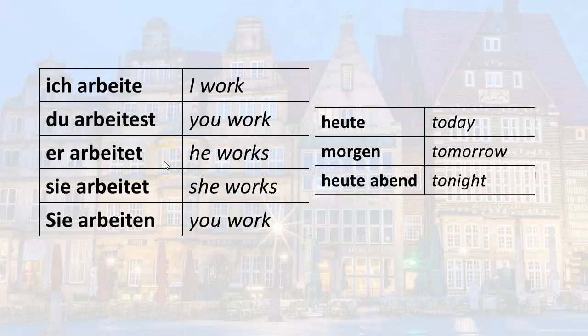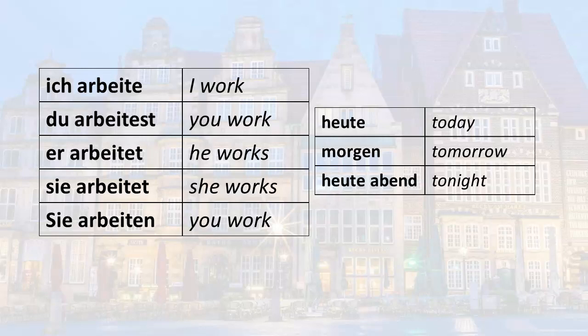He works today. Er arbeitet heute. He works tomorrow. Er arbeitet morgen. He works tonight. Er arbeitet heute Abend. She works today. Sie arbeitet heute. She works tomorrow. Sie arbeitet morgen. She works tonight. Sie arbeitet heute Abend. You work today. Sie arbeiten heute. You work tomorrow. Sie arbeiten morgen. You work tonight. Sie arbeiten heute Abend.